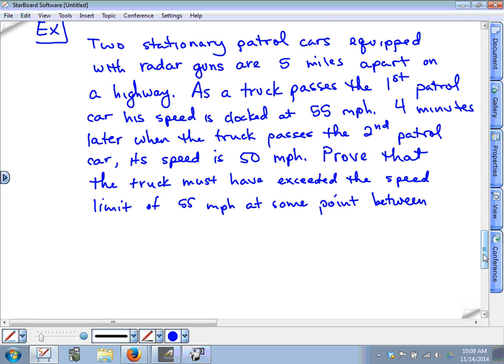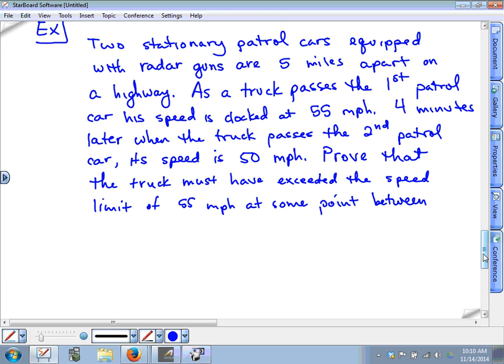Okay, you guys, this is an illustration or an application of the mean value theorem. We know its instantaneous speed at the two endpoints, the one patrol car and the other patrol car, right? But the mean value theorem says that at some point between the endpoints, there's a value c such that the instantaneous rate of change is equal to the average rate of change. Isn't that what the mean value theorem says?